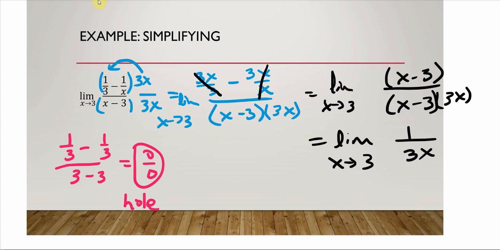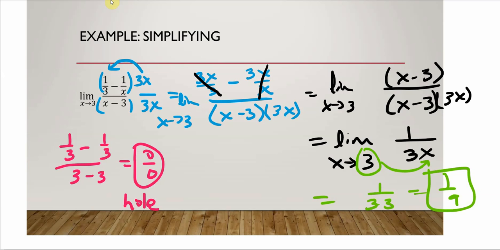So now that I have this, I substitute. I take my 3 and I substitute it. So I'm going to have 1 over 3 times 3, and that's going to give me 1 over 9. And this is my limit. All right?